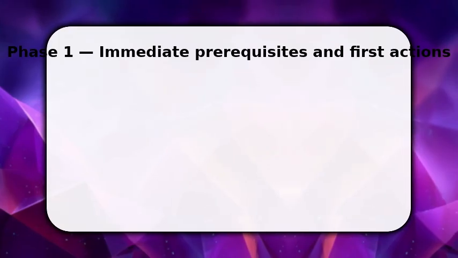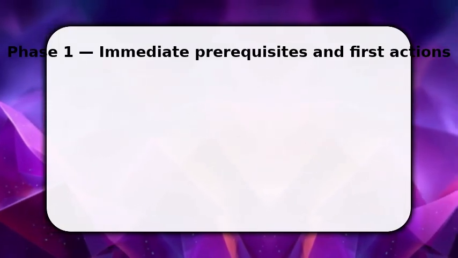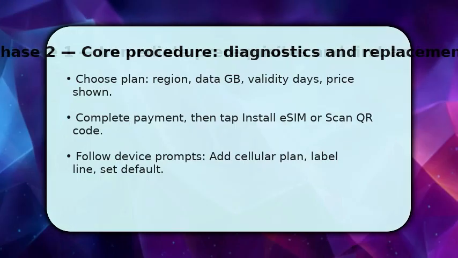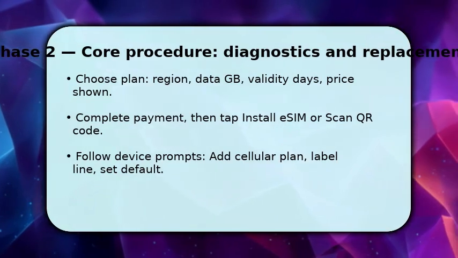Finally, browse available eSIM plans briefly to select the right region and data amount. Then tap Purchase to start the provisioning. You now complete the purchase and proceed to installation.